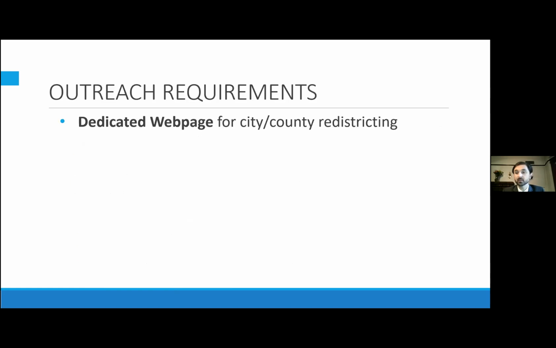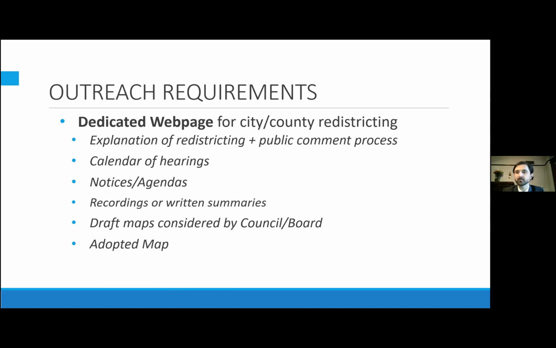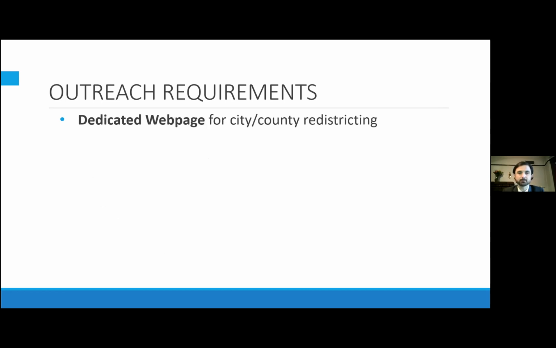In terms of the outreach requirements, one of the first things that you're going to need to do is create a dedicated web page on your city or county website. This web page is really going to become the public's main portal to your redistricting process. So there's some minimum requirements for what's on that web page. You're going to have an explanation of the redistricting process and how the public can provide public comment, the calendar of all your hearings, notices and agendas for those hearings, a recording, video or audio of your redistricting hearings, or in the alternative, a written summary, any of the draft maps that your city council or board of supervisors considers, and then to cap off your process, the map that you ultimately end up adopting. We'll talk a little bit more about some of these sub-elements in later slides.